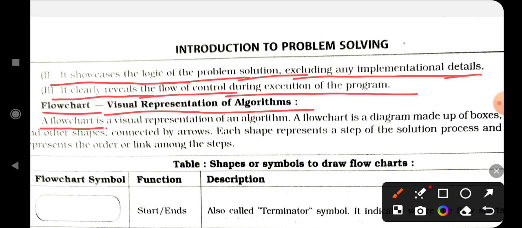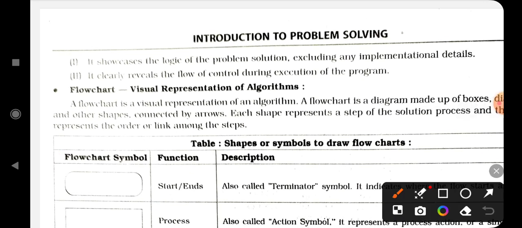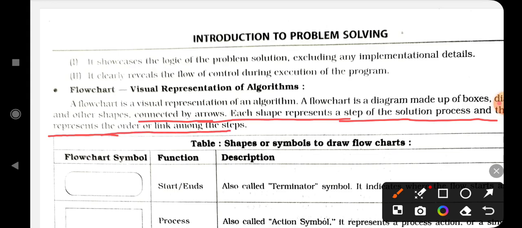Flowchart, visual representation of an algorithm. A flowchart is a visual representation of an algorithm. A flowchart is a diagram made up of boxes and other shapes connected by arrows. Each shape represents a step of the solution process and the arrows represent the order or link among the steps.